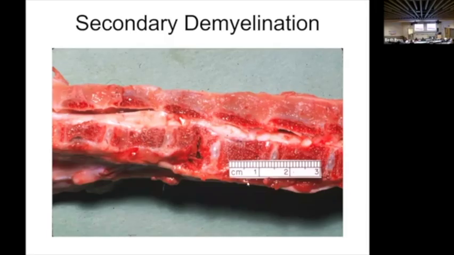Here is an example of secondary demyelination. Well, actually, you guys tell me, what's the lesion here? What's the issue? Where are we? Spine. Narrowing of the canal. Why? Fracture. Vertebral body fracture. I'm glad you didn't say disc disease.